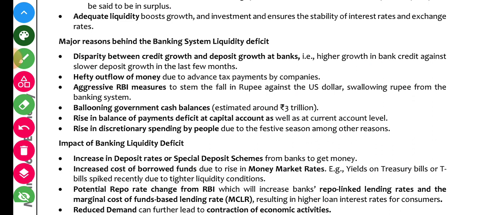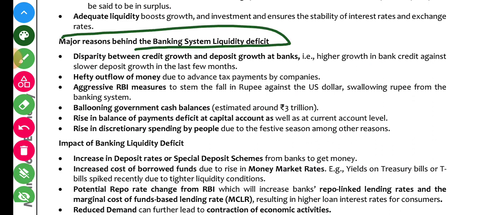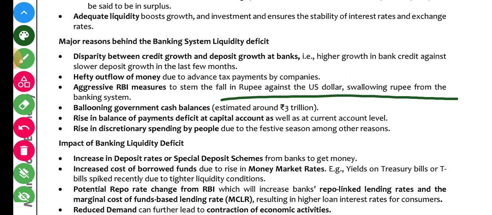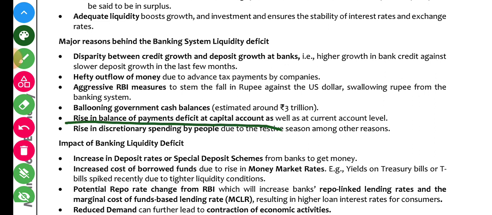Major reasons behind the banking system liquidity deficit: disparity between credit growth and deposit growth at banks, hefty outflow of money due to advance tax payment by the companies, aggressive RBI measures to stem the fall in the rupee against the US dollar, swallowing rupee from the banking system, ballooning government cash balances estimated around 3 trillion, rise in balance of payments deficit at capital account as well as the current account level, rise in discretionary spending by people due to the festive season, among other reasons.